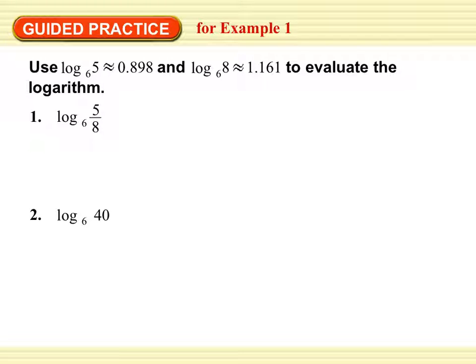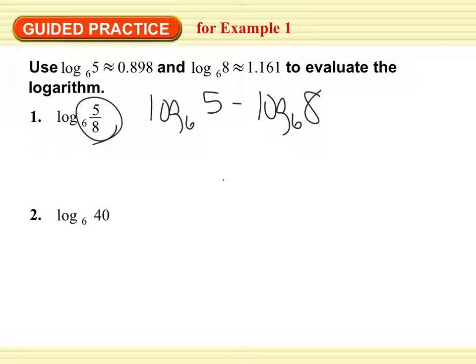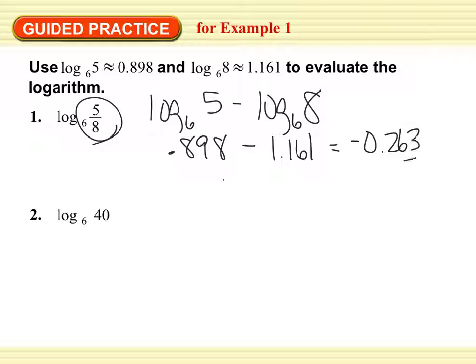All right, let's practice a few more. I know we just did this, but here's our guided practice. Quotient rule is division. So log base 6 of 5 minus log base 6 of 8 gives me 0.898 minus 1.161. 0.898 minus 1.161 is negative 0.263.